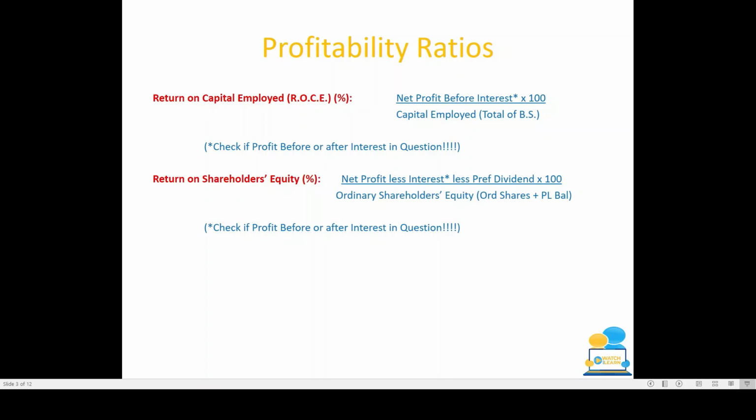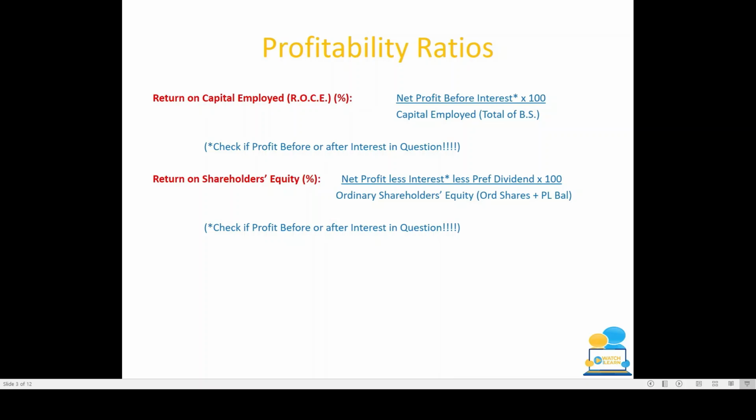So to start off with, we will look at our profitability ratios. The first ratio here that's commonly asked is return on capital employed. So to work out return on capital employed, and again, it's going to be a percentage, your answer, it's net profit before interest over capital employed multiplied by 100. There's an asterisk here beside net profit before interest because we need to check in the question is the net profit before or after interest.